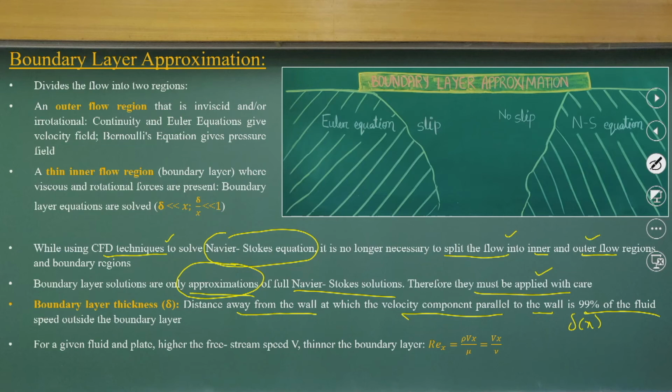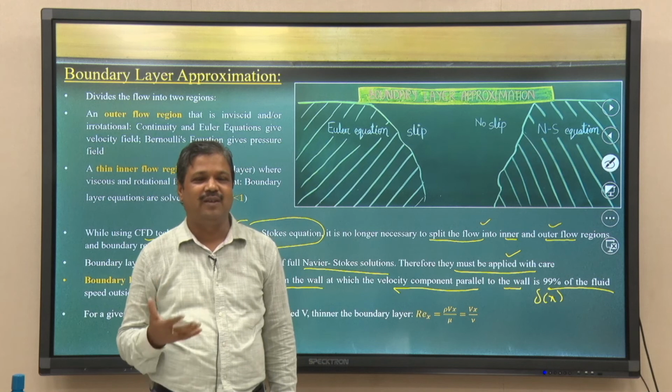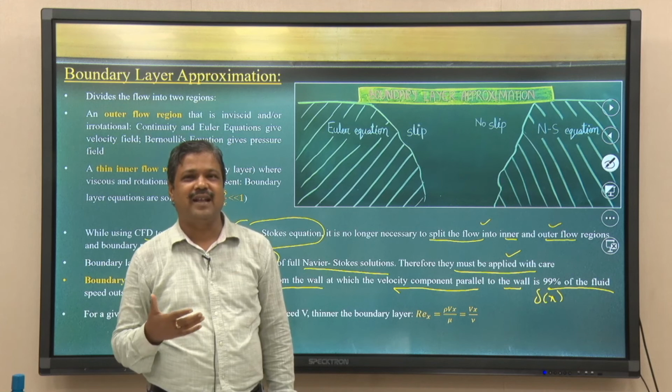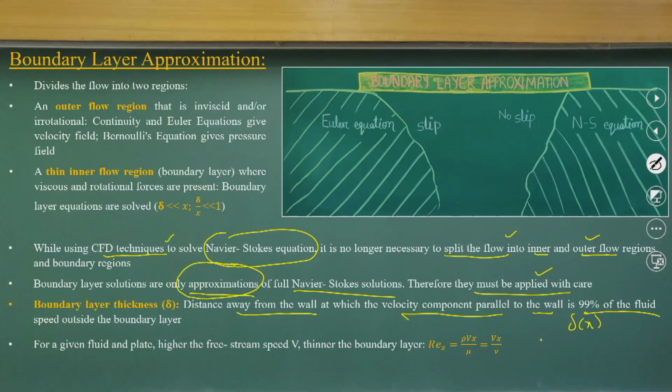In boundary layers, as we have defined the flow Reynolds number, here also we define the Reynolds number considering the characteristic length in the x direction. When we are defining the Reynolds number, this is the x direction. It is inertia forces divided by viscous forces, and the characteristic length we have given as x.